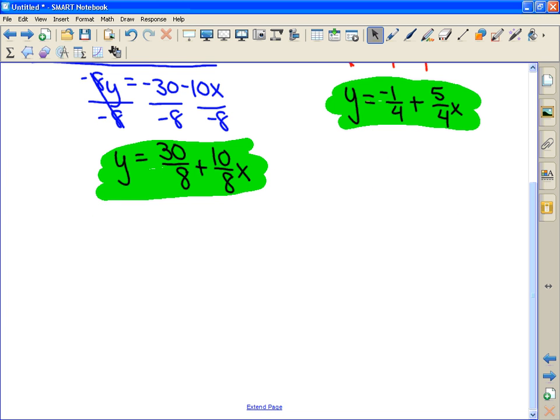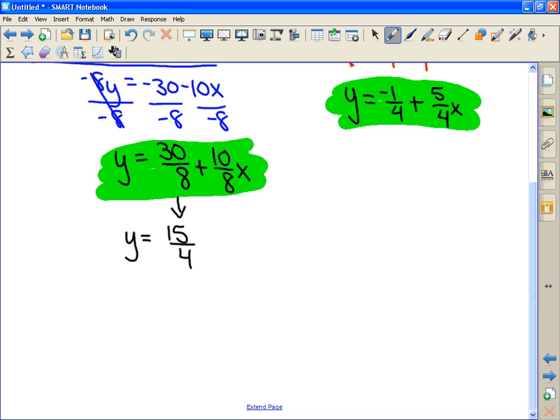But I'm going to take these two equations and look a little bit further. I'm going to take this equation that was in blue and I would like to simplify those fractions. Remember, I want to put them in simplest form. So 30 and 8, I'm thinking, what is a number that I could divide 30 and 8 by? Well, I can divide both of those by 2. So 30 divided by 2 is 15. 8 divided by 2 is 4.